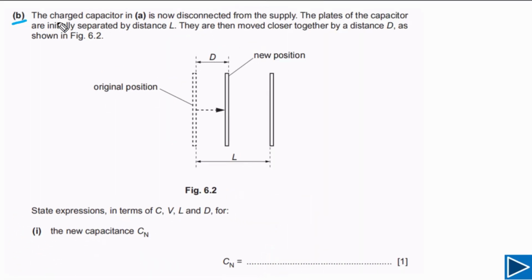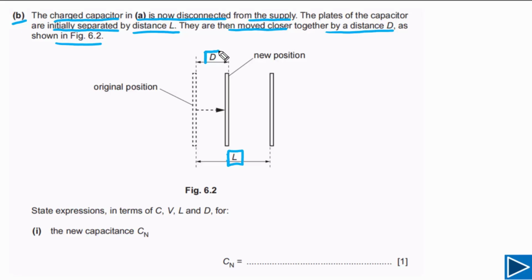For part B, it is given to us the charged capacitor in A is now disconnected from the power supply. The plates of the capacitor are initially separated by distance L. This was the initial distance between the plates. Now plates are moved close together by a distance capital D, as shown in figure 6.2.